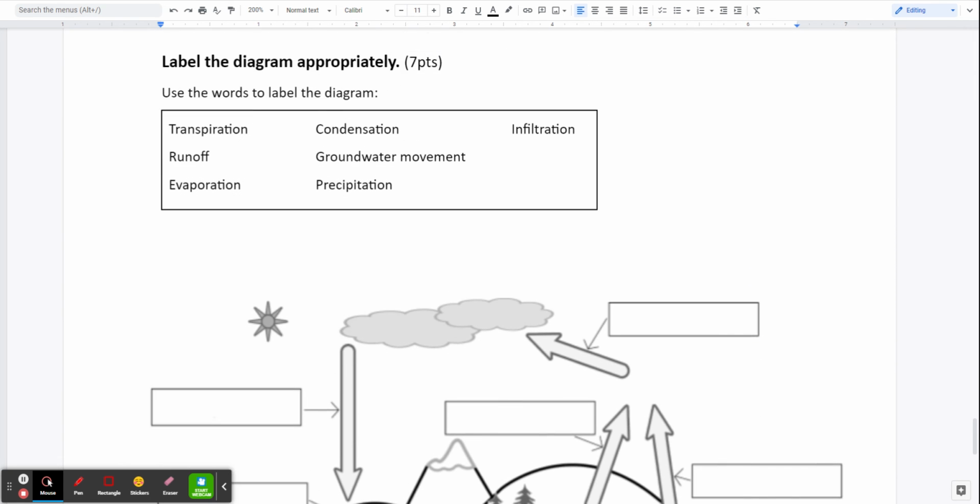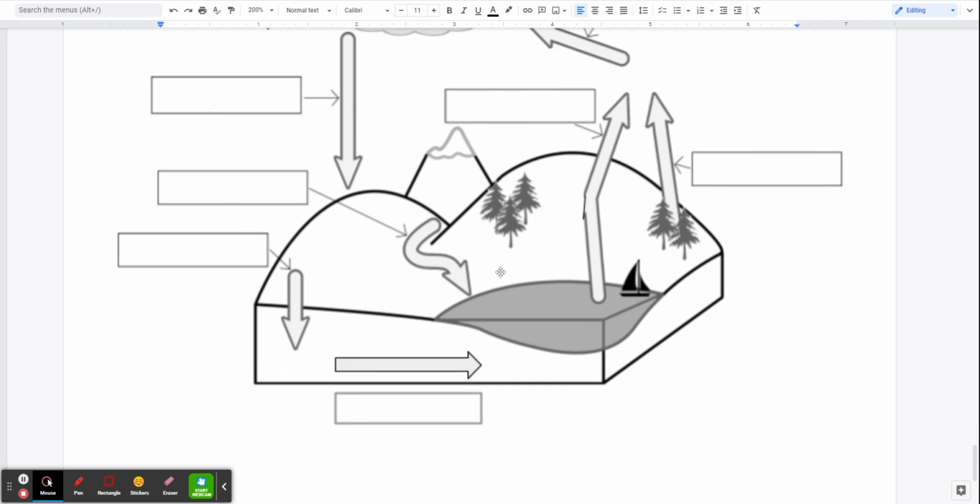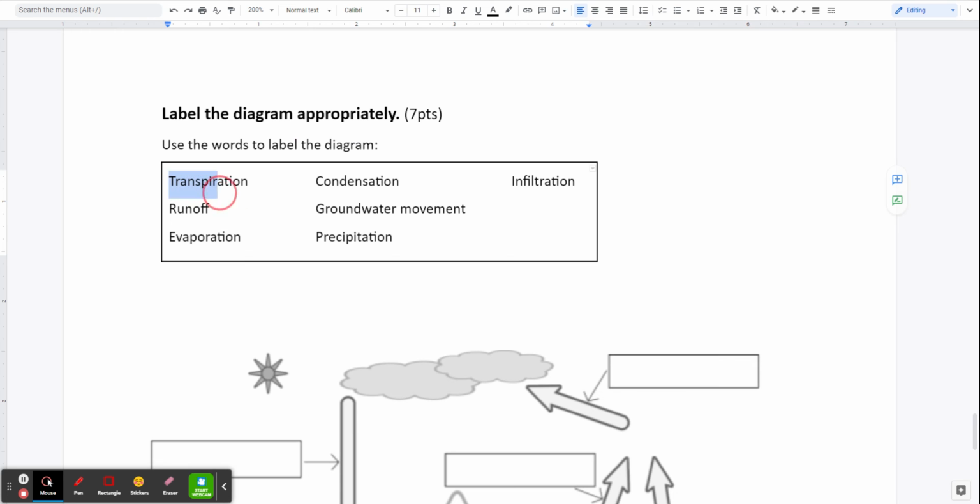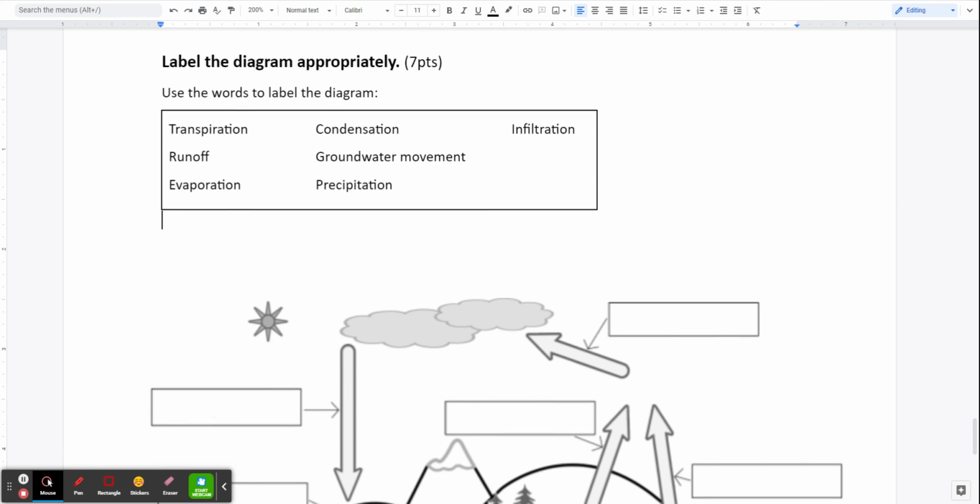And the last portion, you just need to label the diagram appropriately. So this was very similar to the IXLs. Please use this word bank to place the correct word in the box. The first word is transpiration, then runoff, evaporation, condensation, groundwater movement, precipitation, infiltration.